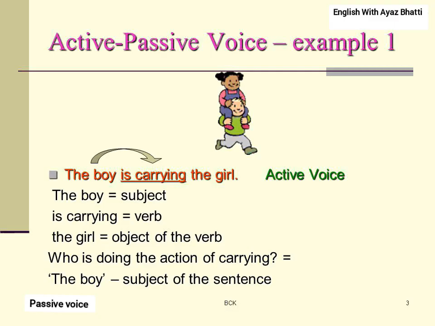Active passive voice, example 1. The boy is carrying the girl. Active voice. The boy equals subject. Is carrying equals verb. The girl equals object of the verb. Who is doing the action of carrying equals the boy, subject of the sentence.